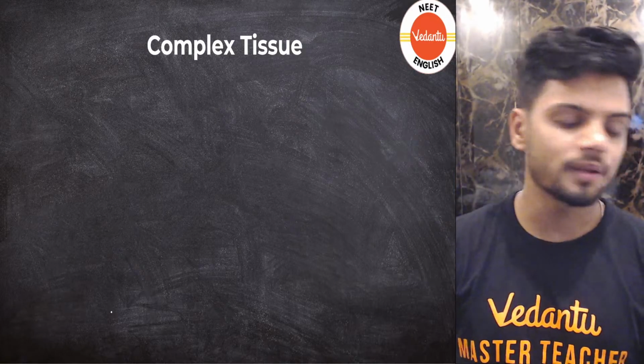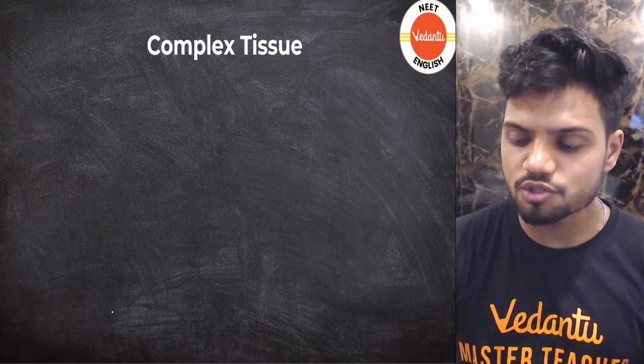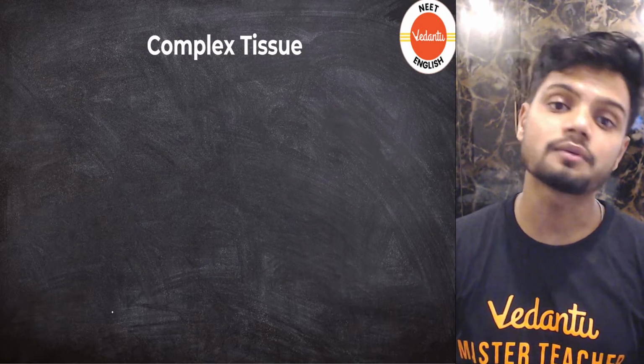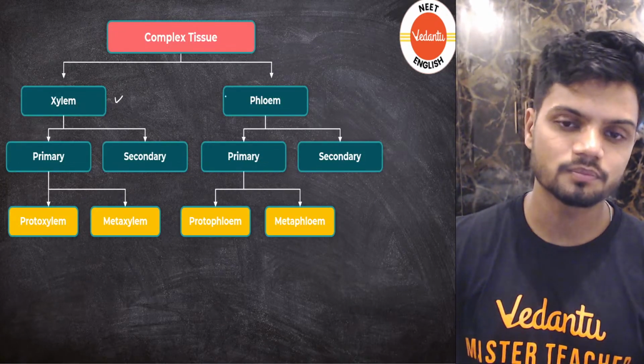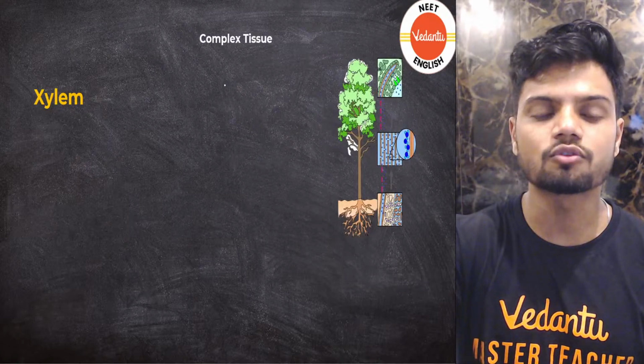So what is complex tissue, friends? Complex tissue is a tissue which has more than one type of cell. Now here we have xylem and phloem, two different types of complex tissue.